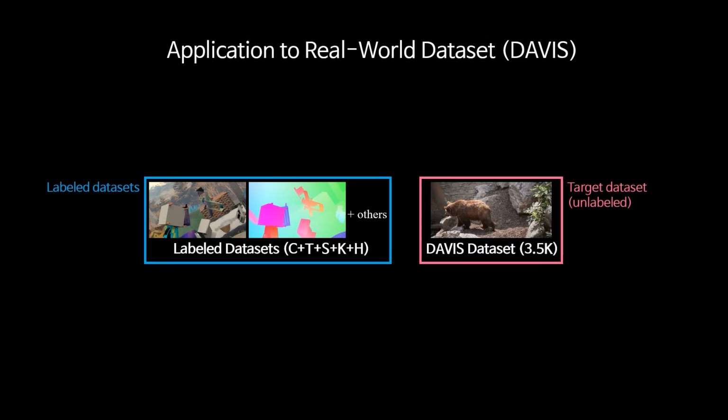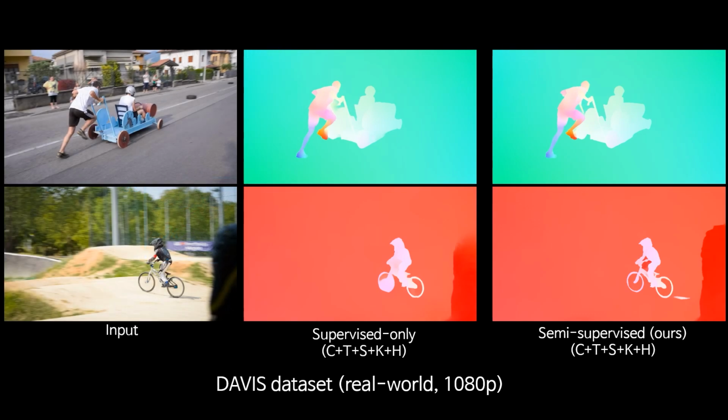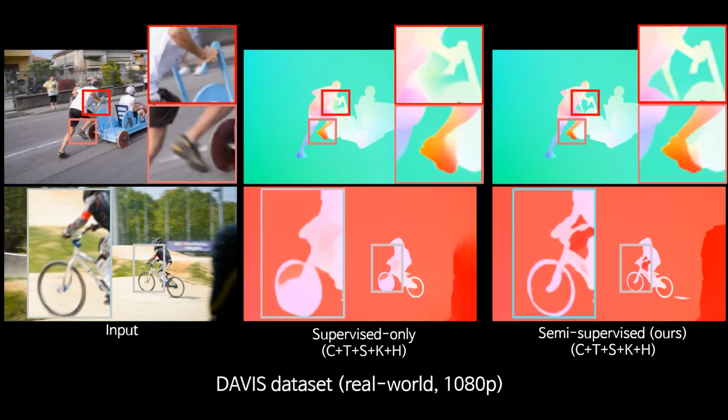Lastly, we want to show some results from the DAVIS dataset, which does not have optical flow ground truth. In this figure, the columns show, respectively, the input images, the supervised-only case, and our semi-supervised case. As seen in the marked regions, ours improves over the supervised-only approach.